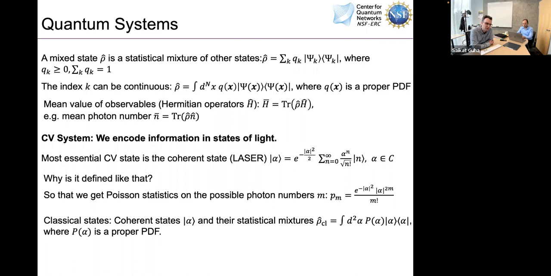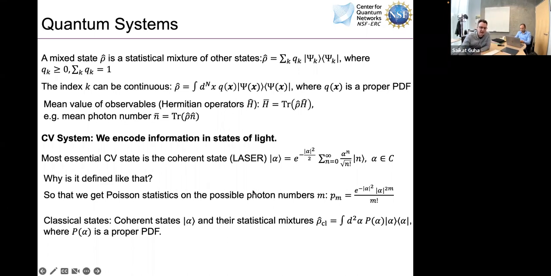Now, the mean value of observables, for example, the mean value of the photon number operator, n hat, is found if you find the mean value of the photon number operator for every psi k, and then you average over all possible probabilities that the psi k's have to happen in your mixed state. So you can write in a very common way that n bar, the mean photon number, is the trace of the n operator together with your mixed state rho.